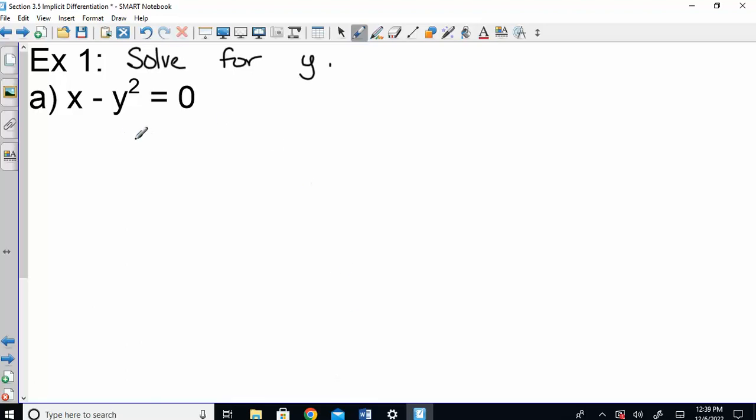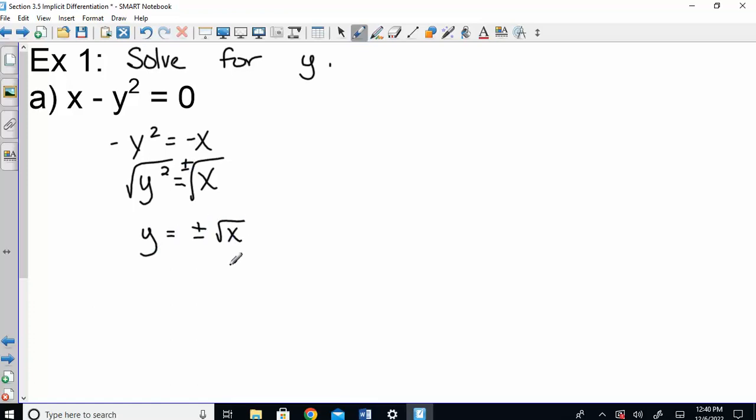So if I wanted to get y by itself, what would you do? Subtract x. Okay. Divide by -1, so y squared equals x. Then to get rid of a square, we need the square root, and with that, plus or minus, so y equals plus or minus the square root of x. What's the issue with doing this derivative? I mean, we could, but we have a plus and a minus in there, right? So it's maybe a step more complicated than the ones we've done before.